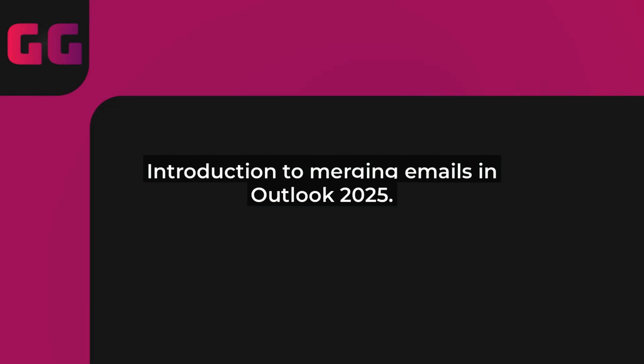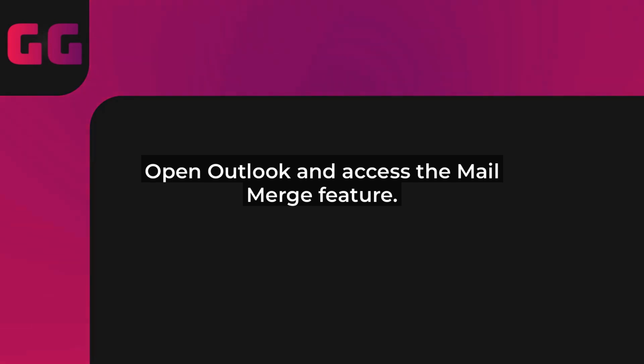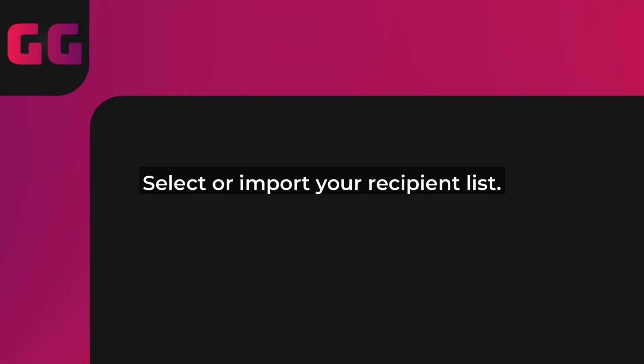Today, we're tackling how to merge emails in Outlook 2025. If you're drowning in emails or need to send personalized bulk messages, this feature is a game changer. Let's dive right in. First things first, make sure you have Microsoft Outlook installed and updated to the 2025 version for the smoothest experience. Merging emails typically refers to using the Mail Merge tool, which lets you create customized emails from a list of contacts. It's perfect for newsletters, invitations, or follow-ups.